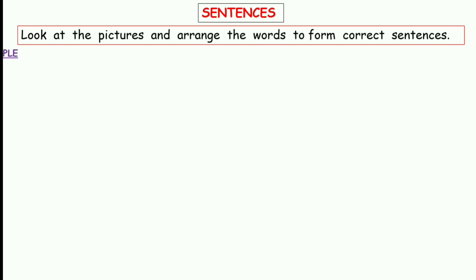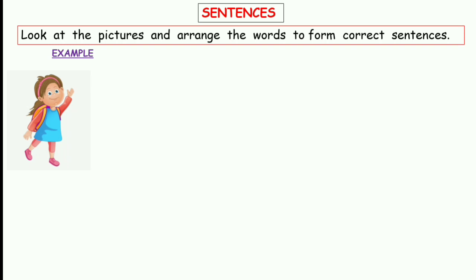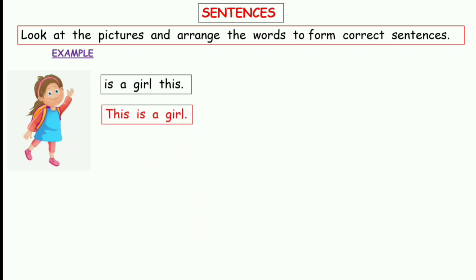Let's take an example first. Now here, this is my picture and these are the words. What are the words? Let's read them. Is a girl this? This is supposed to be a sentence, but it is all jumbled. Is a girl this? It doesn't make any sense. So now I am going to write it in the correct form. So when I write it in the correct form, it will be read as this is a girl.